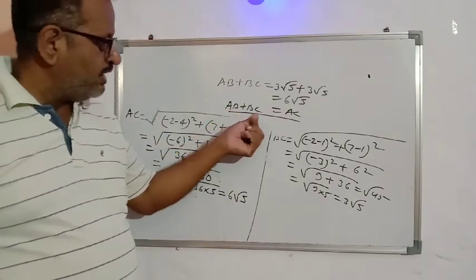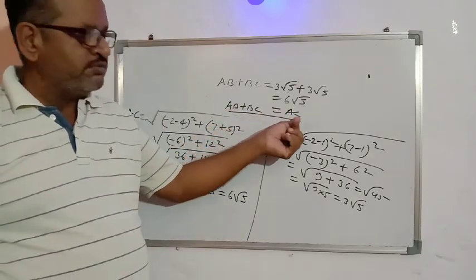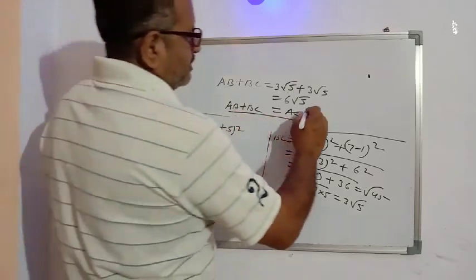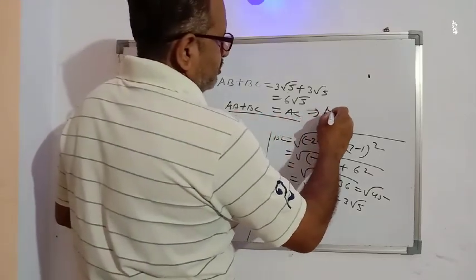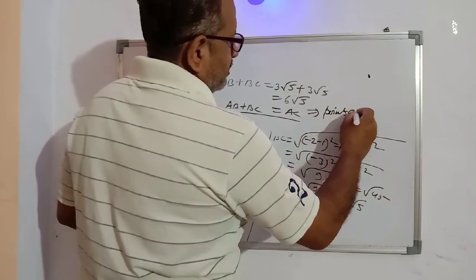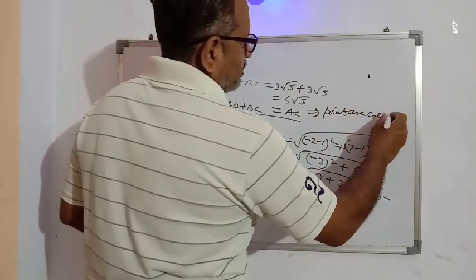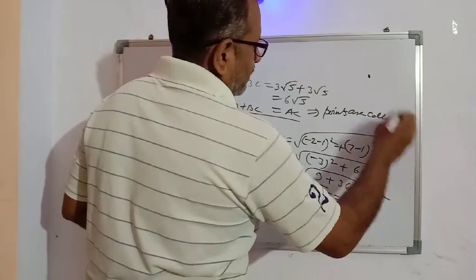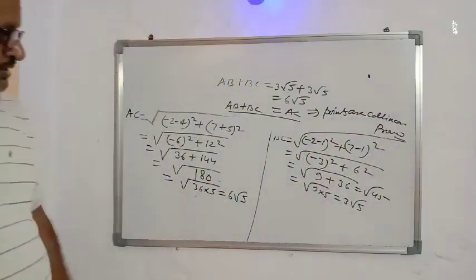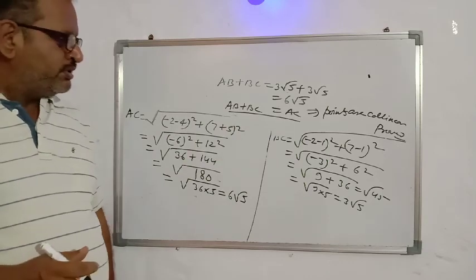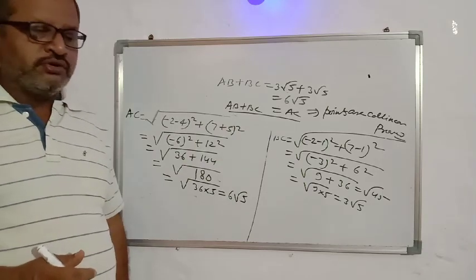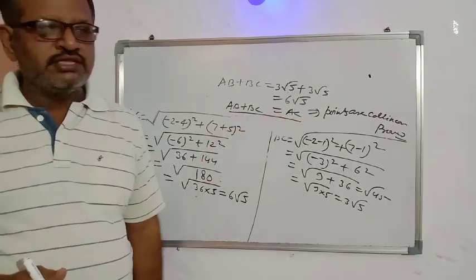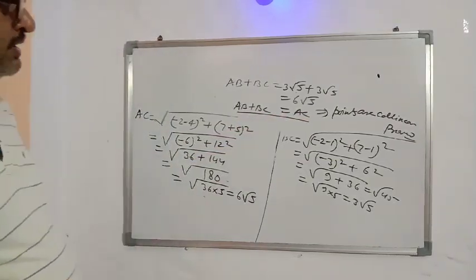The sum of two line segments is equal to the third one. It means points are collinear. So this implies points are collinear. It is proved. So in this way we can prove 3 points collinear. Sum of any two line segments must be equal to the third line segment.